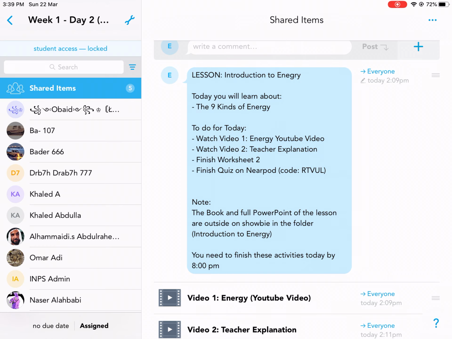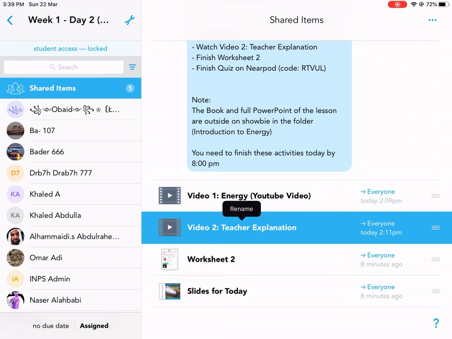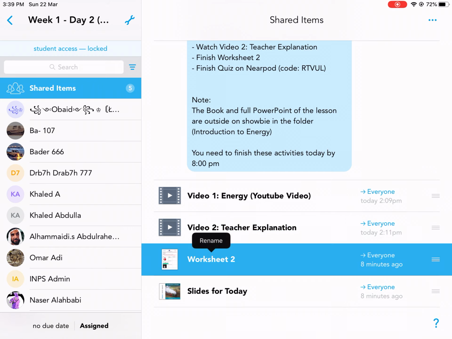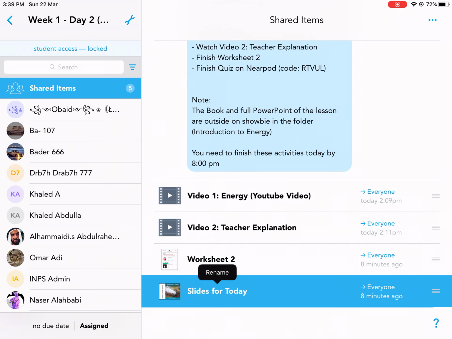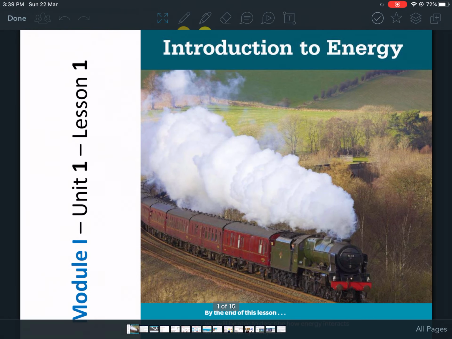So what you're going to do today is first you're going to watch video 1, which is right here. I'm pressing on it. Then you're going to watch video 2. You're watching it right now. This is the explanation that I'm giving to you. Then you're going to do worksheet 2, and these are the slides for today in case you need them. Okay, so let's go into the slides.